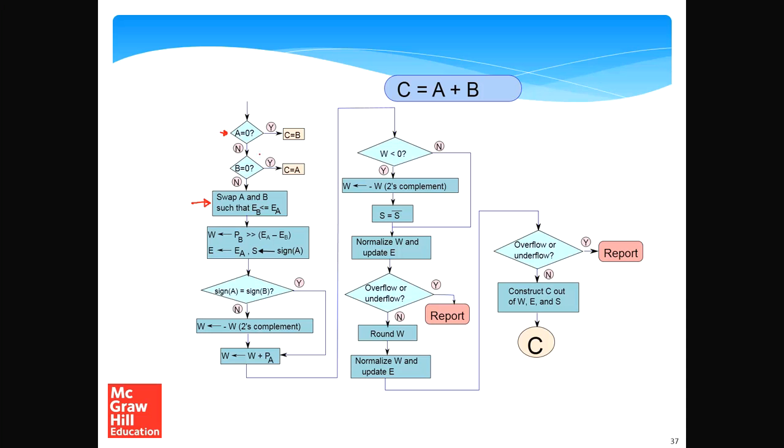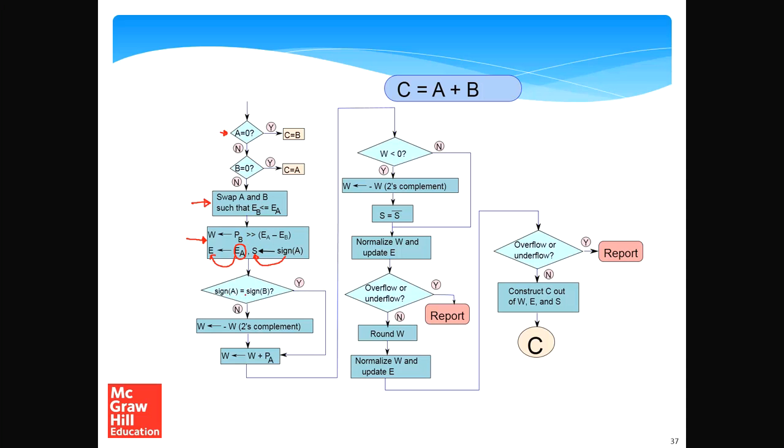Subsequently, we align the decimal points. In this step we set the exponents the same and align the decimal points, and this is achieved by setting W as PB right shifted by EA minus EB positions. We set EA, the exponent of A, as the default exponent of the result, and the sign of A as the default sign of the result. Recall that in our discussion the order was slightly different, but I'll come to it.